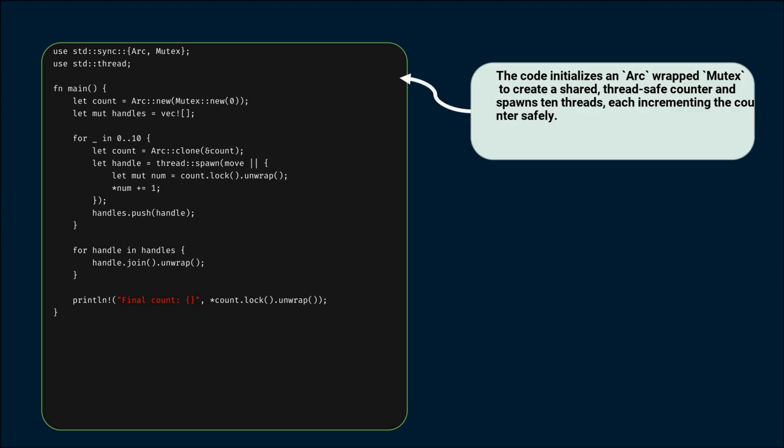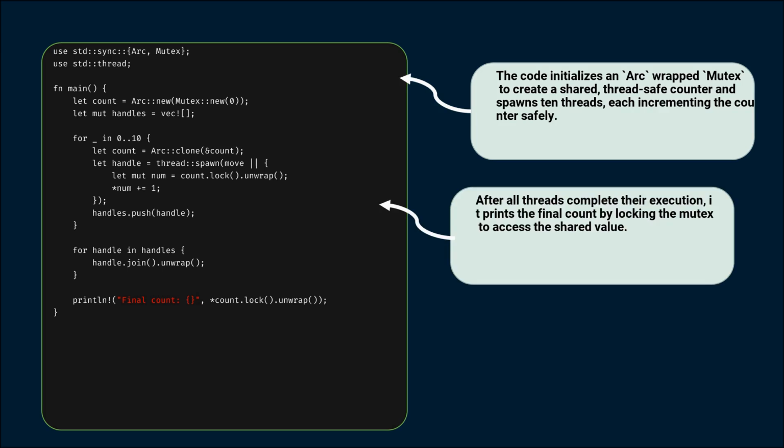In this code, we first import the necessary modules for Arc and Mutex, which are essential for safe multithreading in Rust. Here, an Arc, atomic reference counted, is used to enable multiple threads to own a reference to the same value, while Mutex ensures that only one thread can modify the value at a time, preventing race conditions.